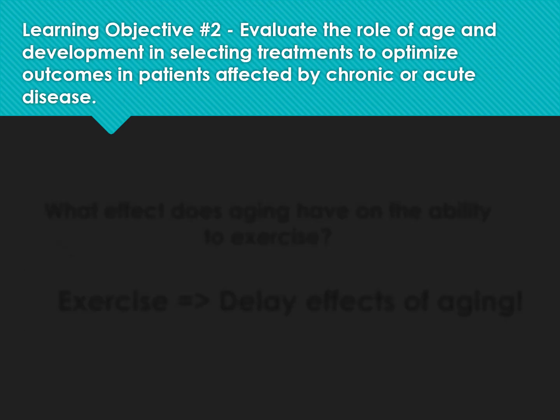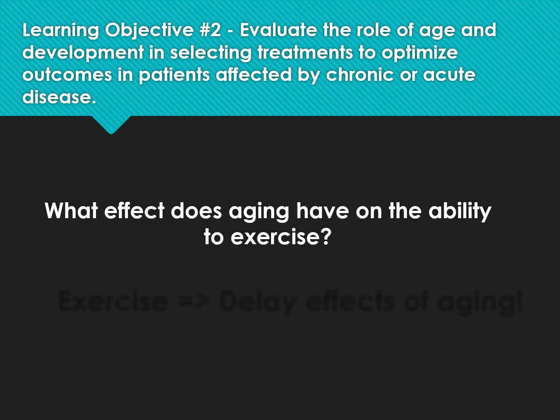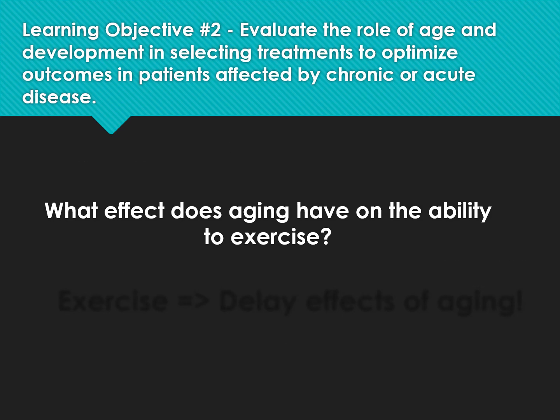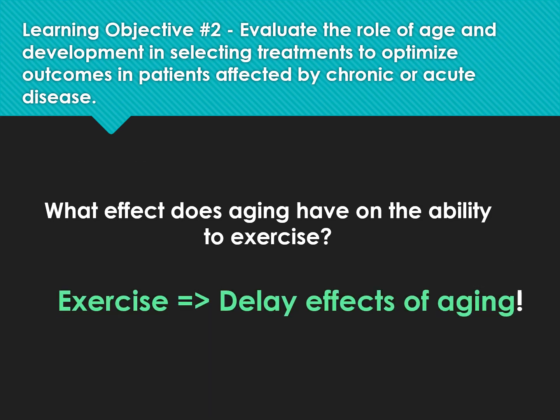Moving on to the second learning objective. What effect does aging have on the ability to exercise? As we age, there are several degenerative changes that take place in nearly every body system. For example, decreased muscle mass, decreased mineral content, decreased integrity of our bones, decreased metabolism, and then deconditioning of the cardiovascular system, which makes endurance efforts even more difficult than they once were. The amazing thing is that routine exercise throughout life can counteract these degenerative changes. It's never too late to start exercising as a primary way to maintain optimum health.